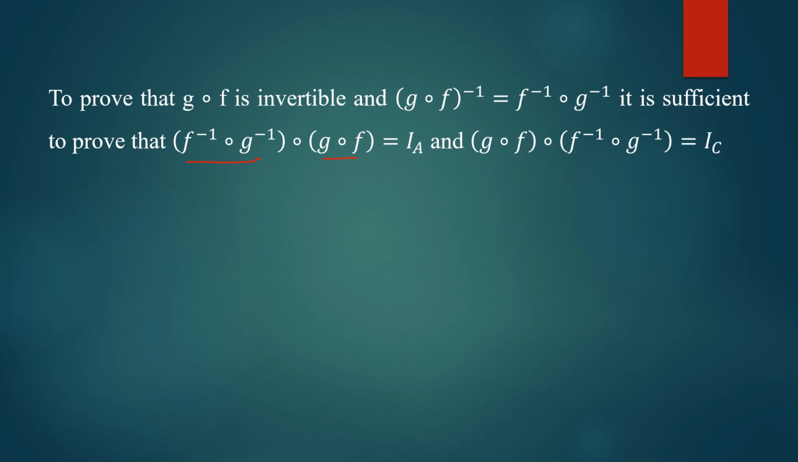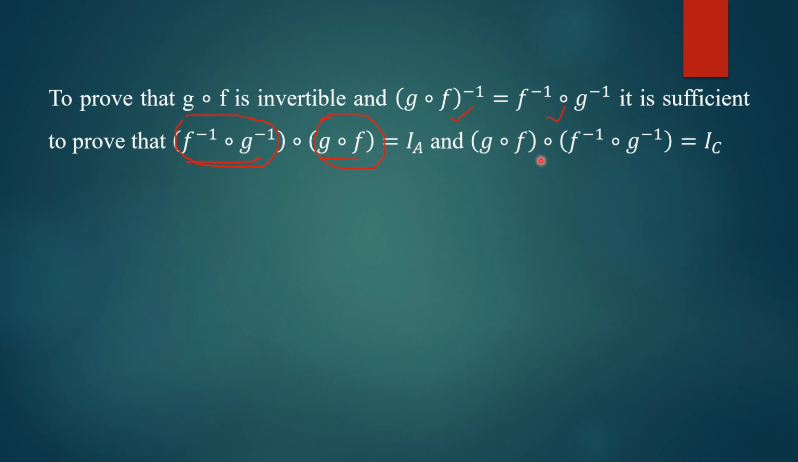So to prove this is equal to this, it is sufficient to prove that the composition of the total function, this one and this one, is equal to the identity function I. And what is the suffix? Suffix will be the domain of the last function. This is the last function f, and the domain of f is a. You already wrote that in the previous screen. So this is IA.